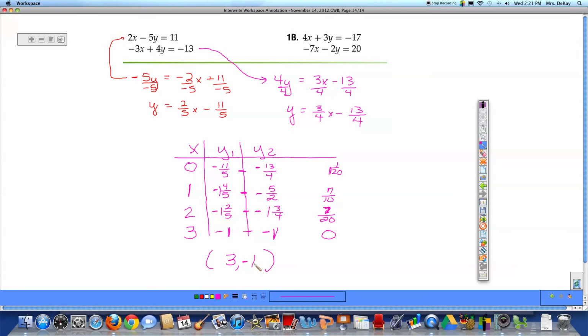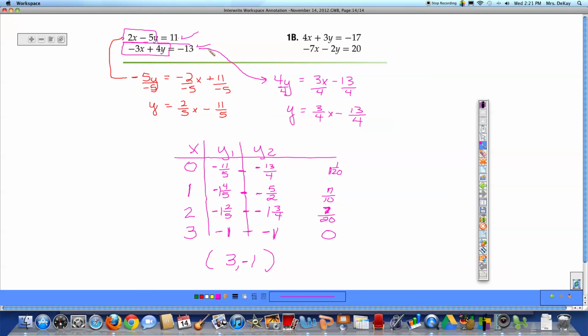That's good. What this means, though, is this. In this case, if I put a 3 right here and a -1 right here, it will come out to be 11. And if I put a 3 right here and a -1 right here, this would come out to be -13. It's the one point that makes both of these true. It's the only point that you can put in for both of them and make them both true.